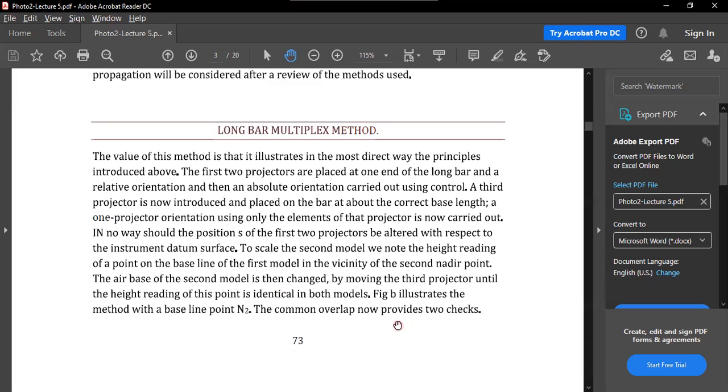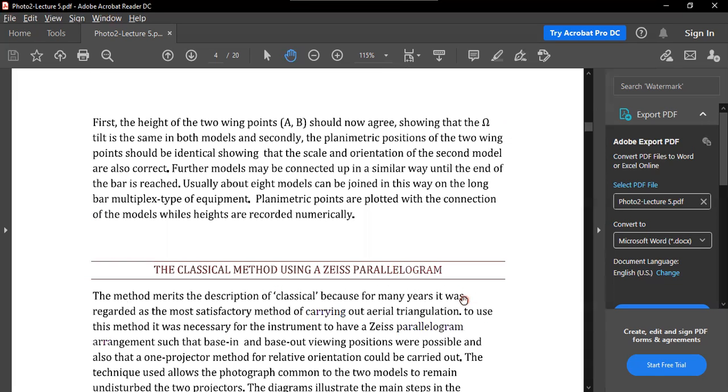The common overlap now provides two checks, obviously. First, the height of the two points AB should now agree, showing that common omega tilt is the same in both models. And then secondly, so these points are really at the wing points. Okay, so I wish I could draw an aeroplane right now, but yes, if you look at the wing points, the two can help you to find out the orientation of the plane about the x-axis. Therefore, the common omega is all right.